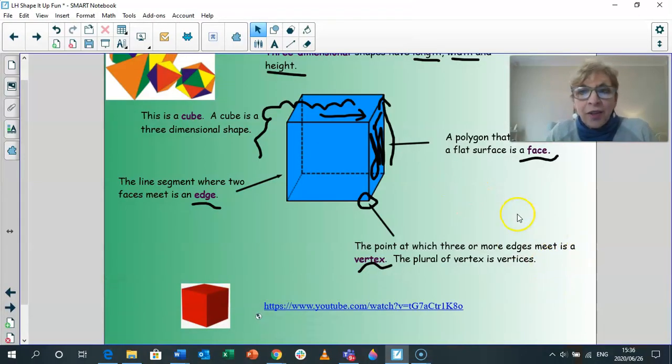Right, grade 3, so there was quite a fun thing that you can do at home, is draw cubes and rectangular prisms or cuboids.